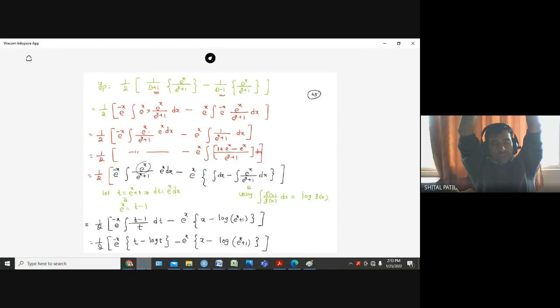Now you have to just substitute the value of t, simplify it, and then at the end write y of c plus y of p. Please do that yourself.